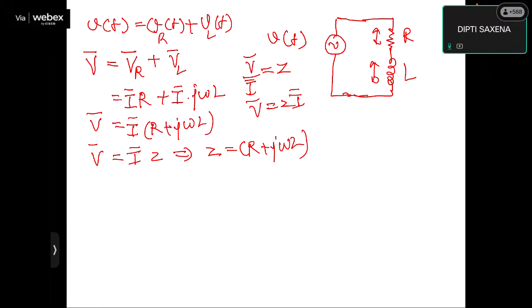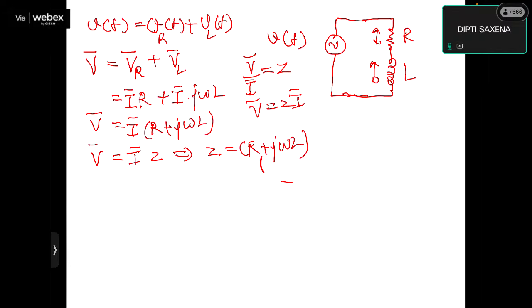Wonderful thing. Earlier you have seen that the resistance has a purely real number as the impedance, and for inductance, the impedance was purely with j, that is, the imaginary part. But if I combine both of them, then the impedance comes out to be R plus j omega L.